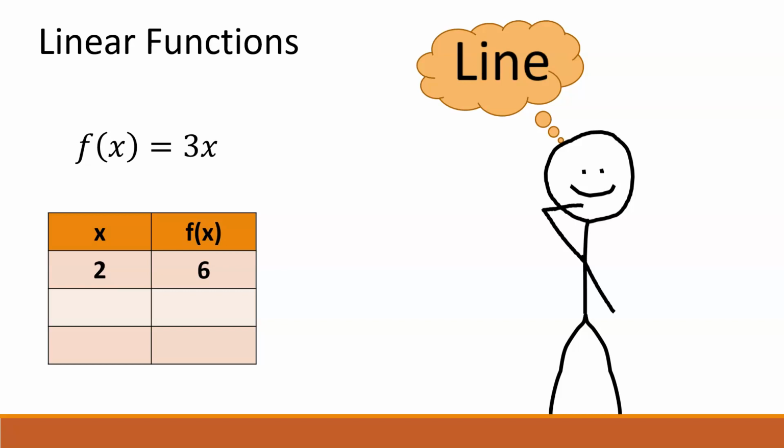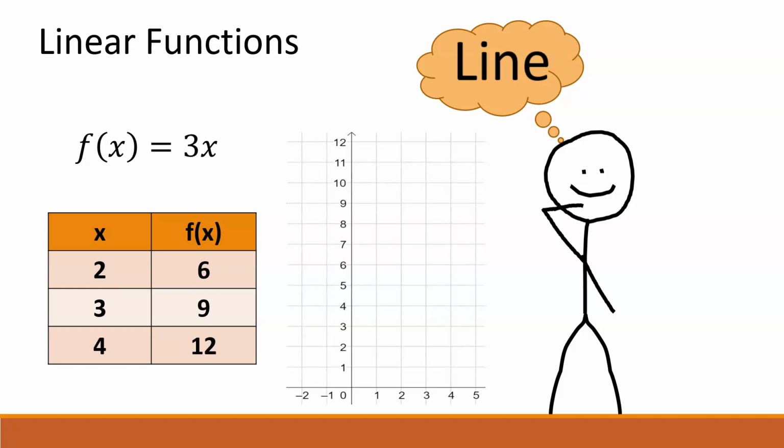Since 2 times 3 is 6, f of x is 6 when x is 2. When x is 3, 3 times 3 is 9. And when x is 4, 3 times 4 is 12. Now that we've got input-output pairs, let's use those as coordinates for points on the plane. And when we do that, we can see that those points do fall on a line, so we can connect the dots with a line.